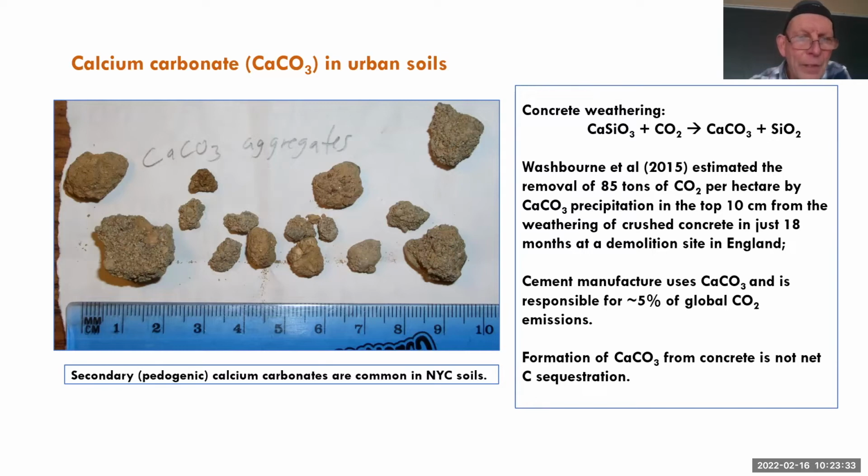Okay. And here's a picture of some of our secondary calcium carbonates in New York City soils. What you see is that calcium carbonate is actually acting as a cementing agent and holding together sand and coarse fragment grains. If you were to get an eyedropper and put some 10% HCl on those, they would probably fizz like crazy. So pedogenically formed calcium carbonate is pretty common in a lot of urban soils, especially ones around the sidewalks and concrete areas.